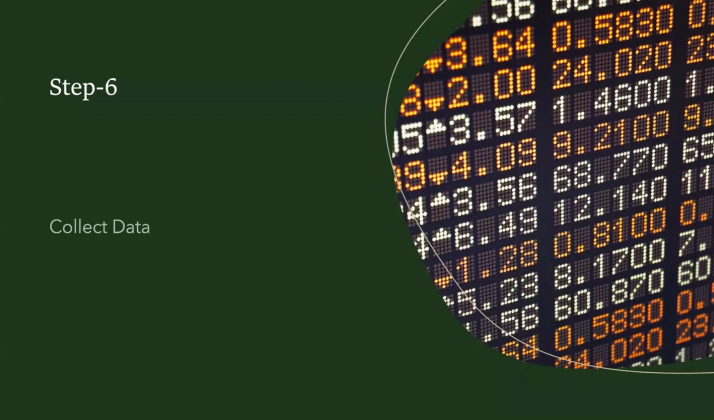So collecting the data is a very important stage, because your data is going to support your hypothesis. This is what is going to bolster your objectives, right? So collecting the data is one of the most significant steps in your research process.